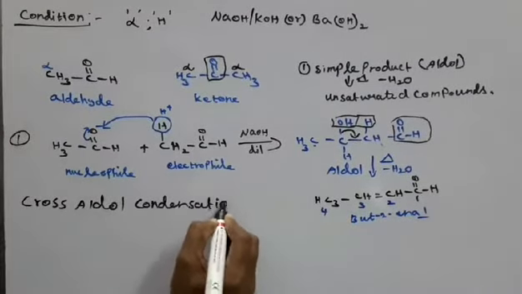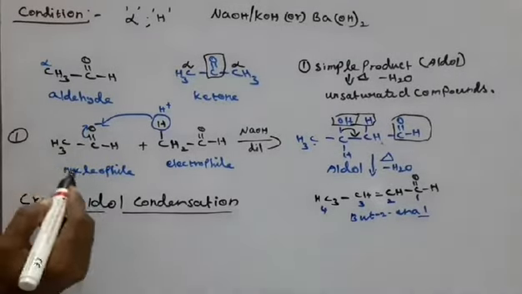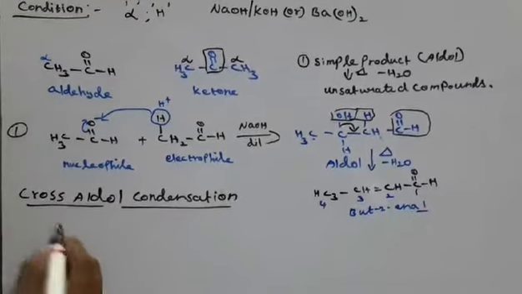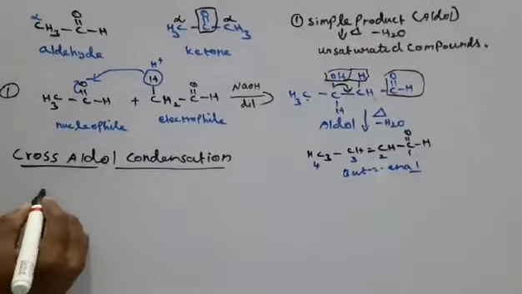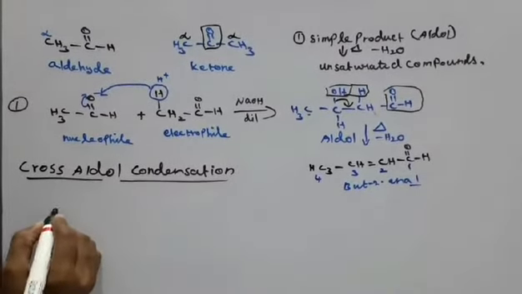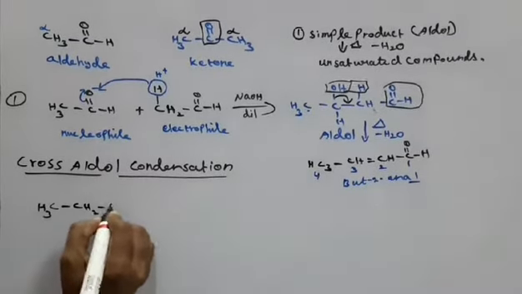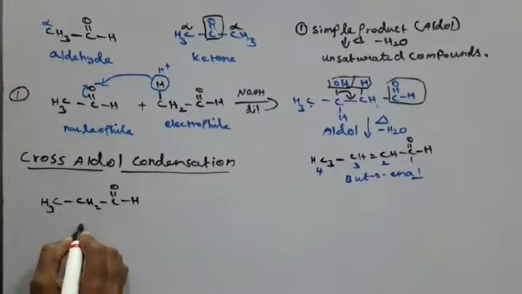Condensation reaction: cross aldol condensation. We very well know that this involves aldehyde and aldehyde. Suppose we take propanaldehyde, so that you easily understand. That is propanaldehyde. What is the formula? CH3 CH2 C double bond O H. 1, 2, 3, propanaldehyde.